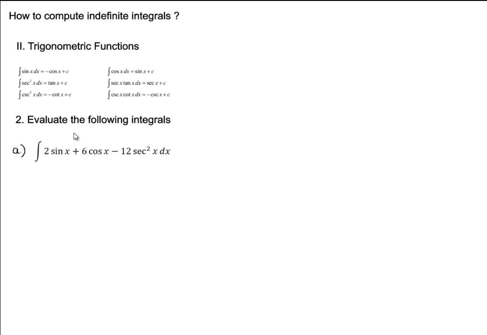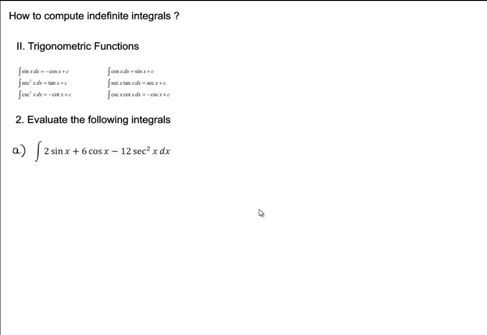Okay, let's review first. The integral of sine x dx is equivalent to negative cosine x plus c. Integral of secant squared x dx is equivalent to tangent x plus c. Integral of cosecant squared x dx is equivalent to negative cotangent x plus c. Integral of cosine x dx is equivalent to positive sine x plus c. Integral of secant x tangent x dx is secant x plus c. And the integral of cosecant x cotangent x dx is equal to negative cosecant x plus c.